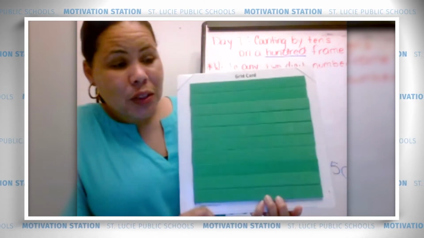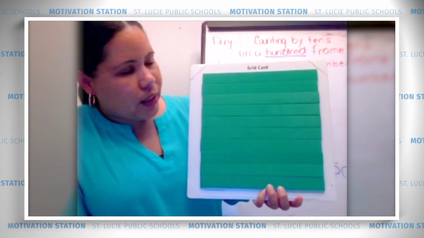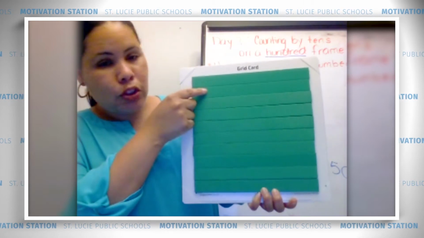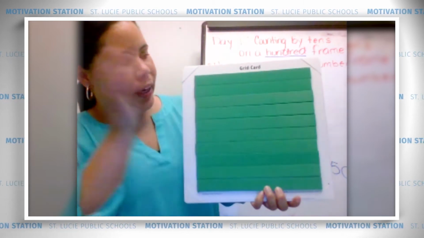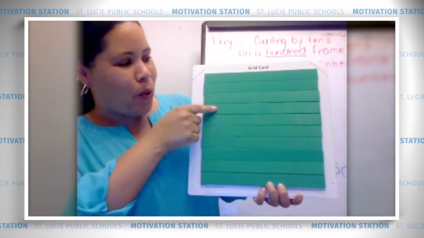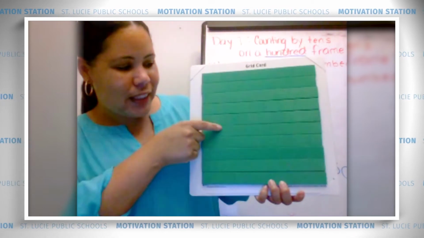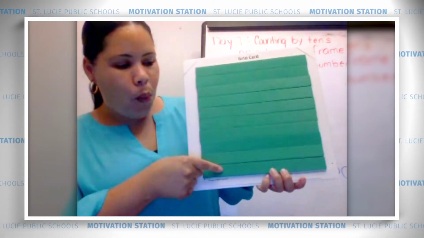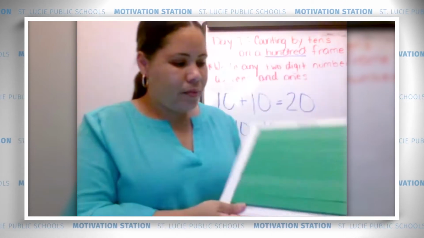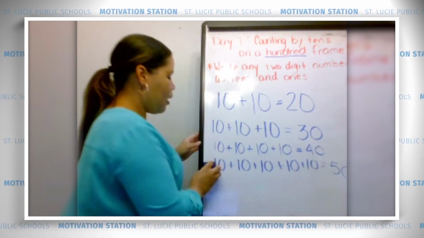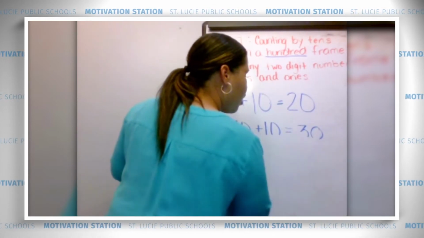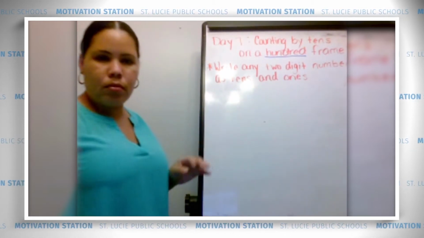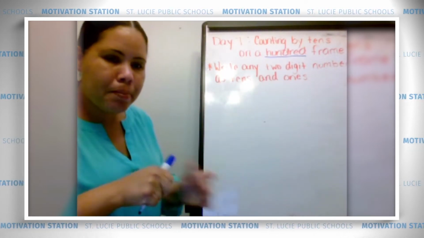100. There are 100 squares here. Let's count by tens together. 10, 20, 30, I can't hear you, 40, 50, 60, 70, 80, 90, 100. I'm going to write our counting by tens on our board. Once again, count for me by tens.